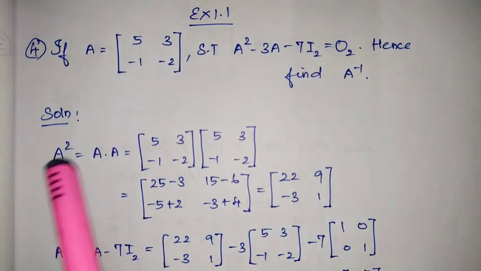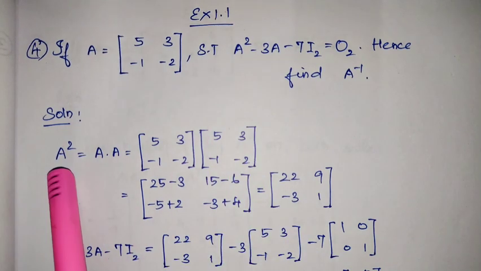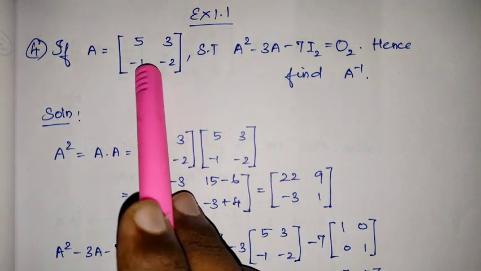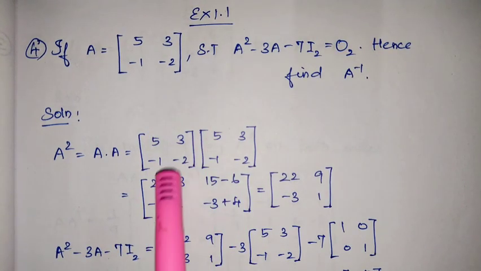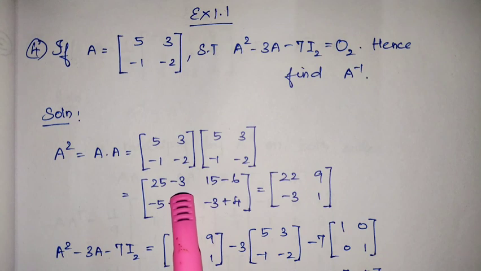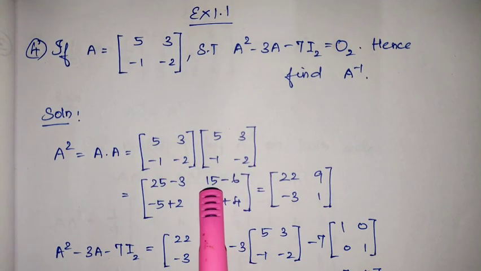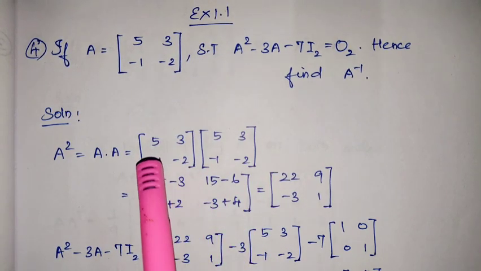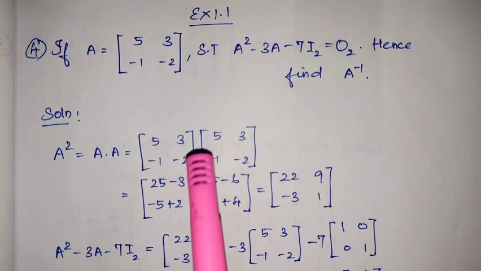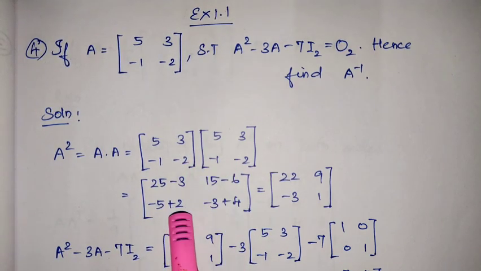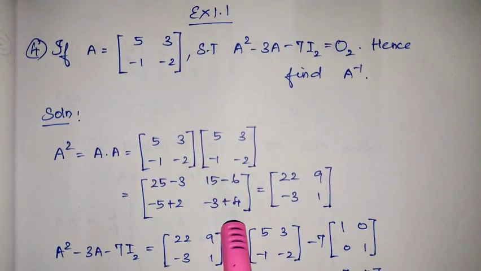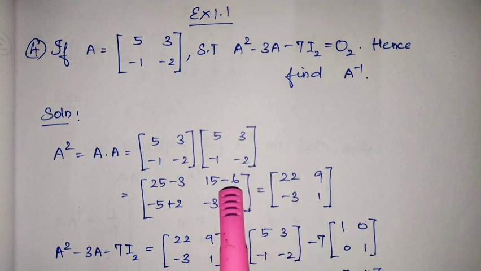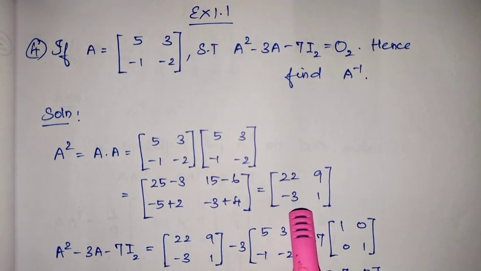The solution, first we have to find what? A square. What is A square? A matrix into A matrix. So A matrix into A matrix. I am going to find the product. 5 into 5, 25. 3 into minus 1 is minus 3. 5 into 3 is 15. And 3 into minus 2 is minus 6. Minus 1 into 5 is minus 5. Minus 2 into minus 1 is plus 2. Minus 1 into 3 is minus 3. Minus 2 into minus 2 is plus 4. So it is 22, 9, minus 3 and 1. So this is A square.